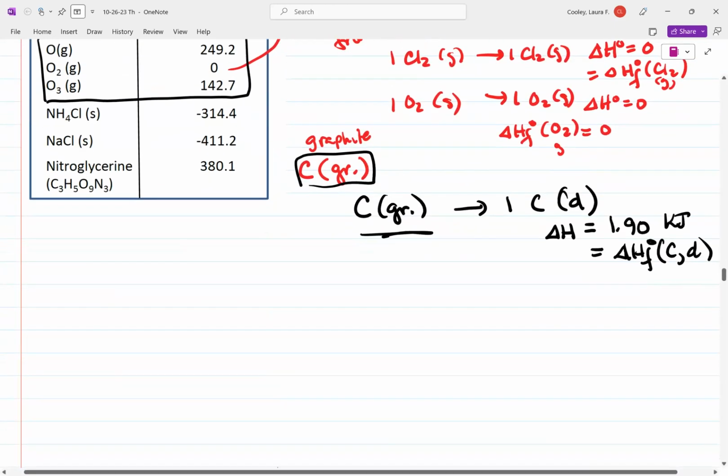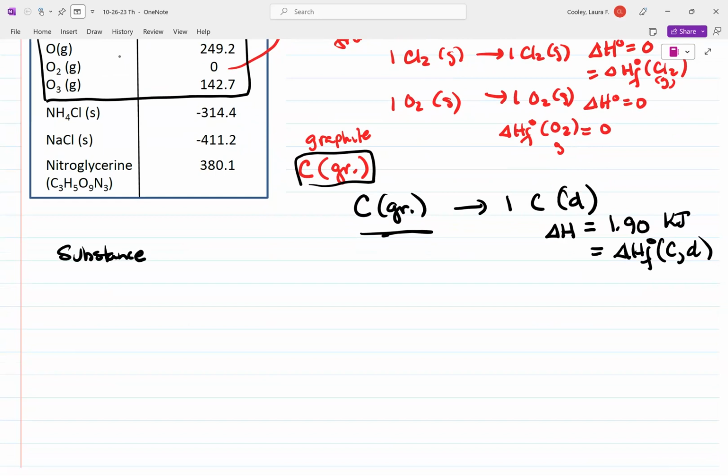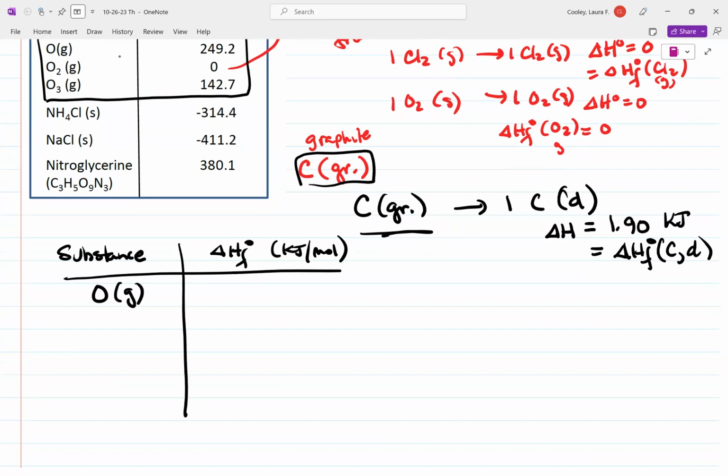Okay, so let me look at these 3 entries here. I'm going to rewrite them. The substance, and here's the delta HF0 in kilojoules per mole. And we have oxygen. We have O2, and we have O3. Does anyone know what O3 is?